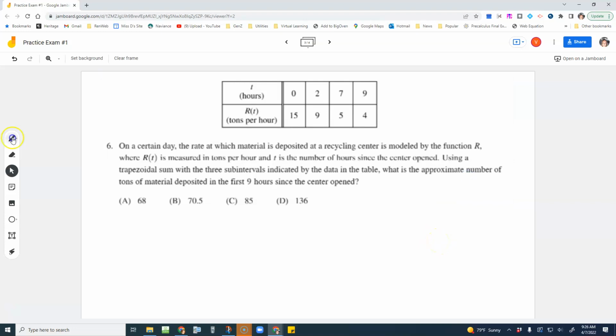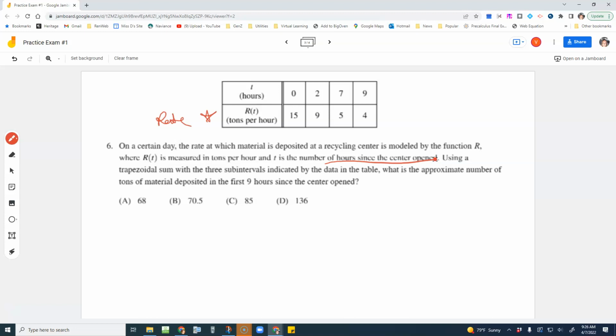Did you notice they gave you a rate? It's tons per hour, like miles per hour, right? They gave you a rate. The rate at which whatever recycling is being deposited, tons per hour, hours since the center opened. This is like the banana example, but not quite as tricky.